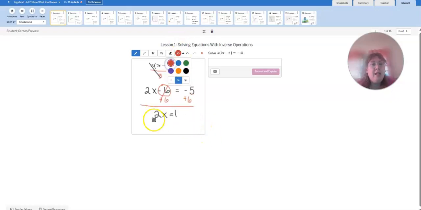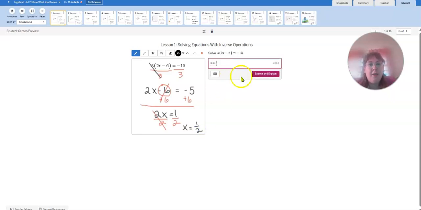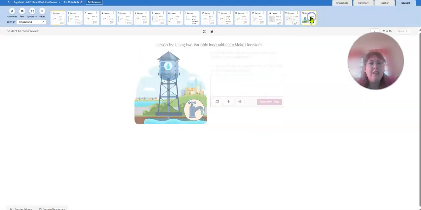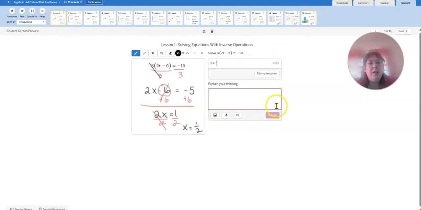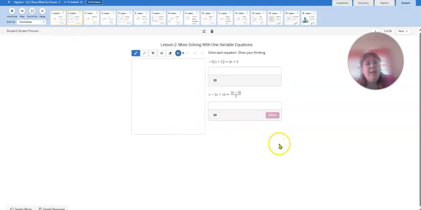And then our final step is to divide by 2. And then we get x equals 1/2. And you can put shown on whiteboard, or you can share the steps that we did here to explain your thinking. Then push ahead to slide 2.